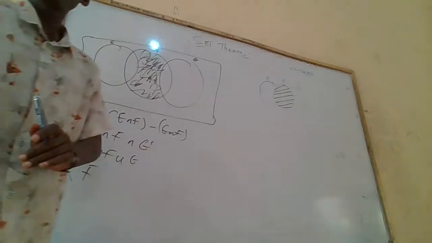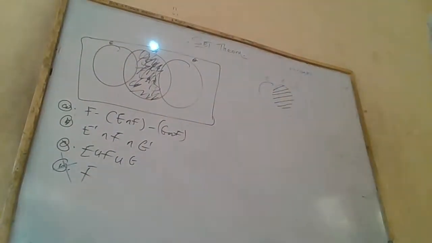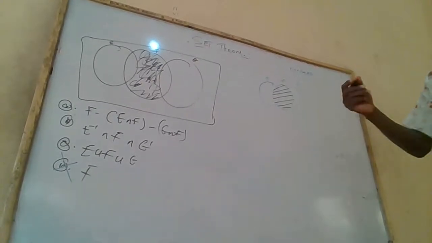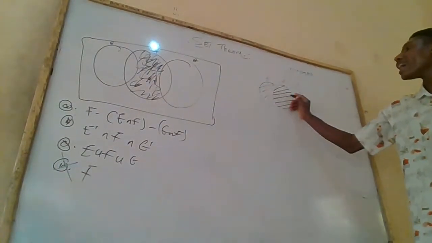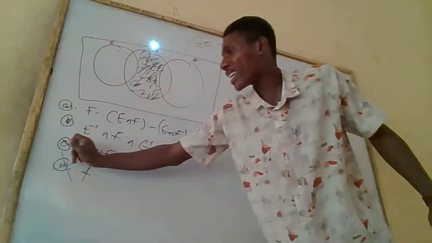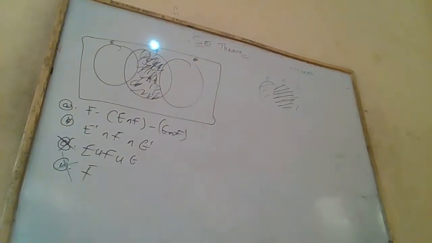Now, listen very carefully. What's the meaning of union? That means if I'm dealing with union, it simply means that I want to shade everything. Yes or no? Is it possible? No. And automatically know that D and C can never be my answer.